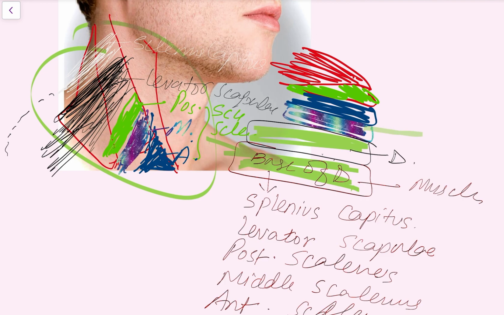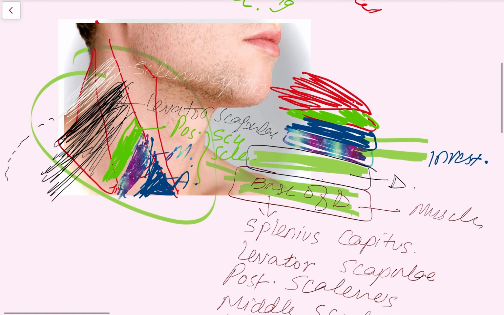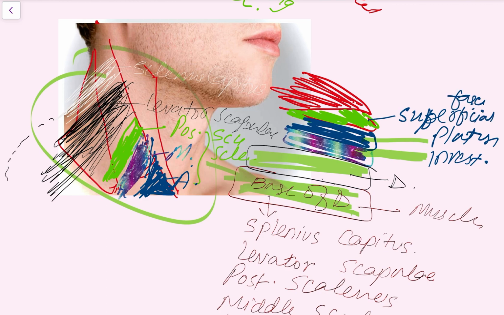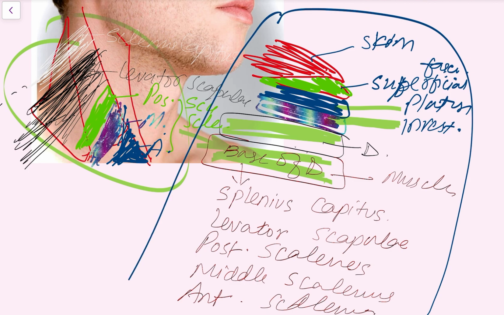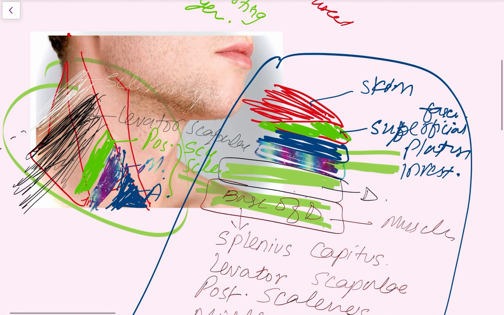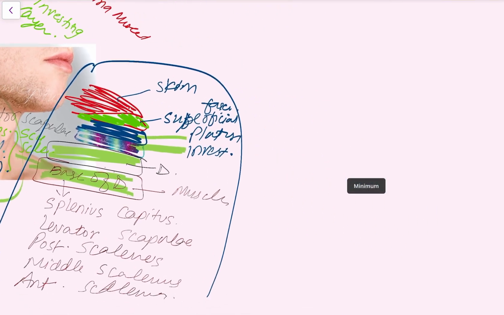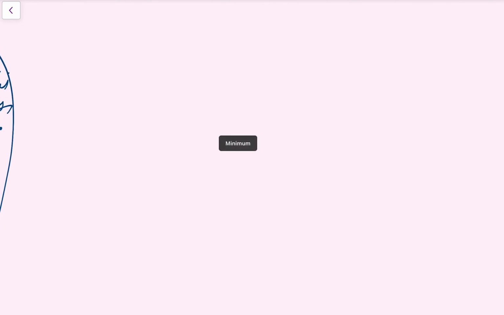After which you will have the investing layer. Then above the investing layer you will have the platysma muscle. Then you have the superficial fascia, and then the skin. This is how all your triangles are aligned. This is your posterior triangle. So now you're done with the floor and all. We will go through the contents, which is the easiest part.